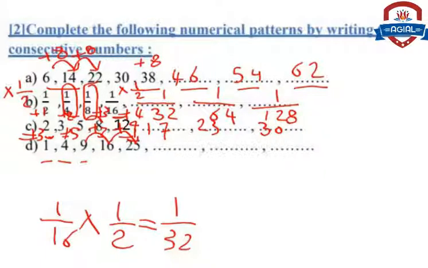So the next we add what? The next we add 11. So 25 plus 11 equals 36. And we add what to 36? We add 13. So we have here 49. And here we add what? We add 15. So the next number is 65. So the numerical pattern is 1, 4, 9, 16, 25, 36, 49, 65.